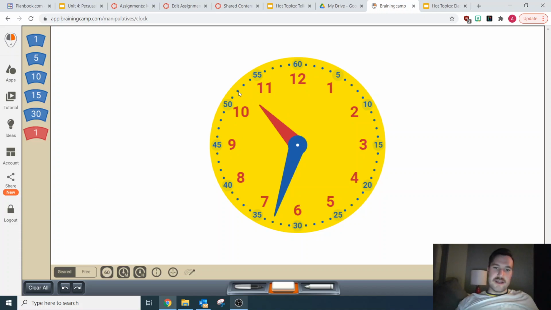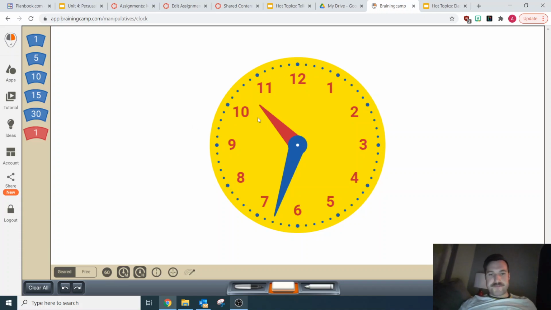Some clocks have each minute listed, some just have tick marks, some don't even have these little dots between the hours or the minutes. They don't have anything. They may not have anything listed. They may just have the hours.